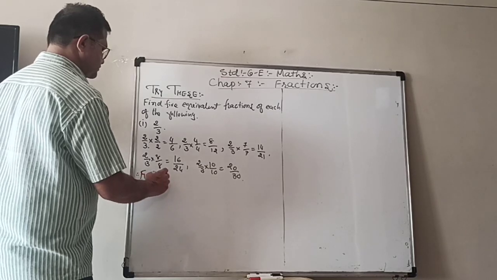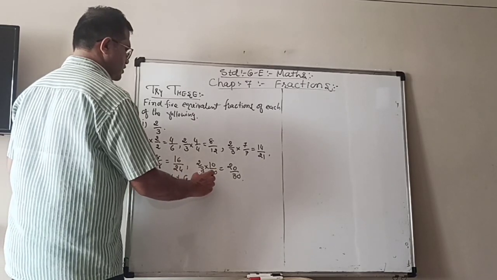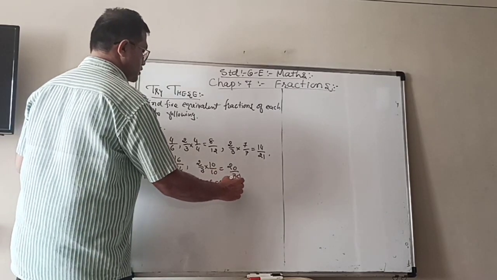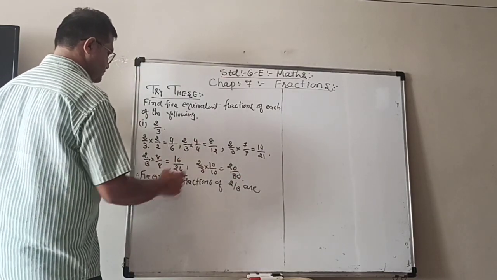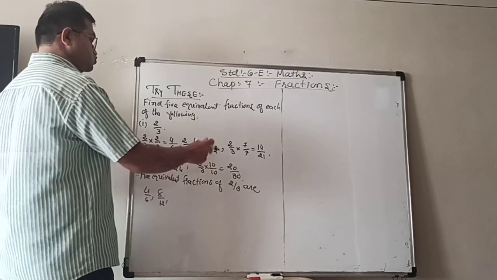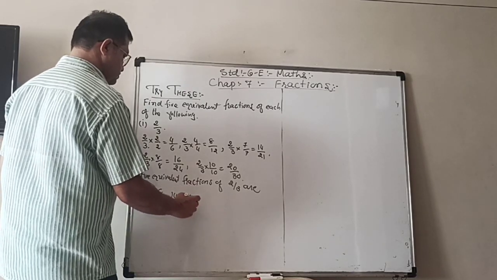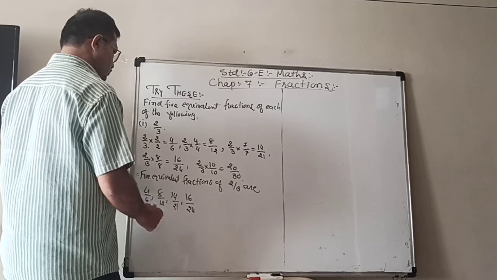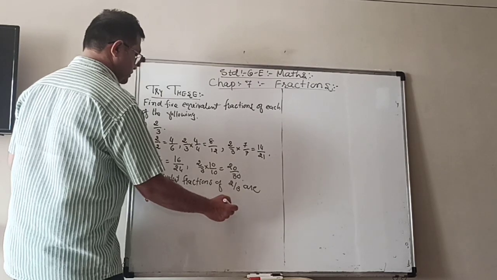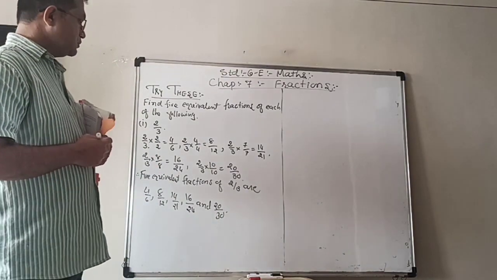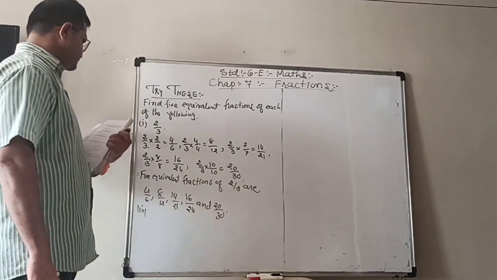Therefore, 5 equivalent fractions of 2 upon 3 are 4 upon 6, 8 upon 12, 14 upon 21, 16 upon 24 and 20 upon 30. So there is a way. Let's take the third one.